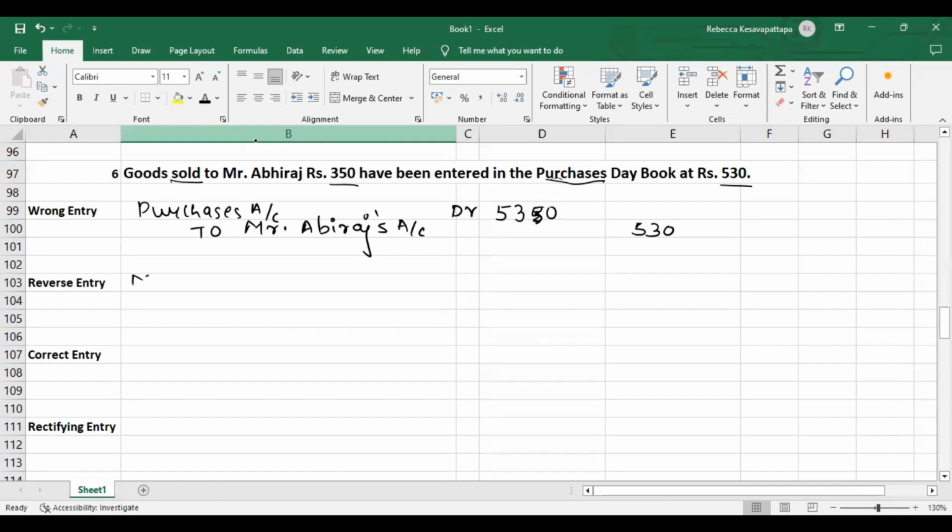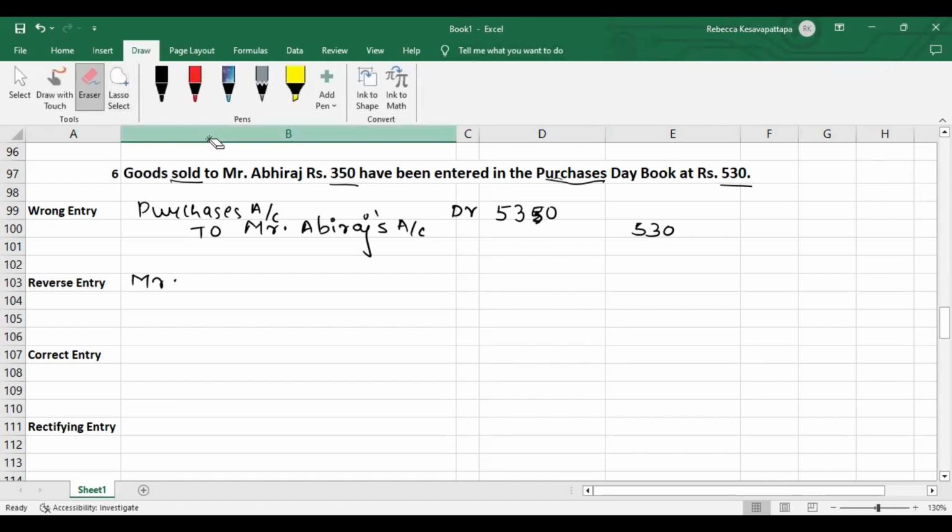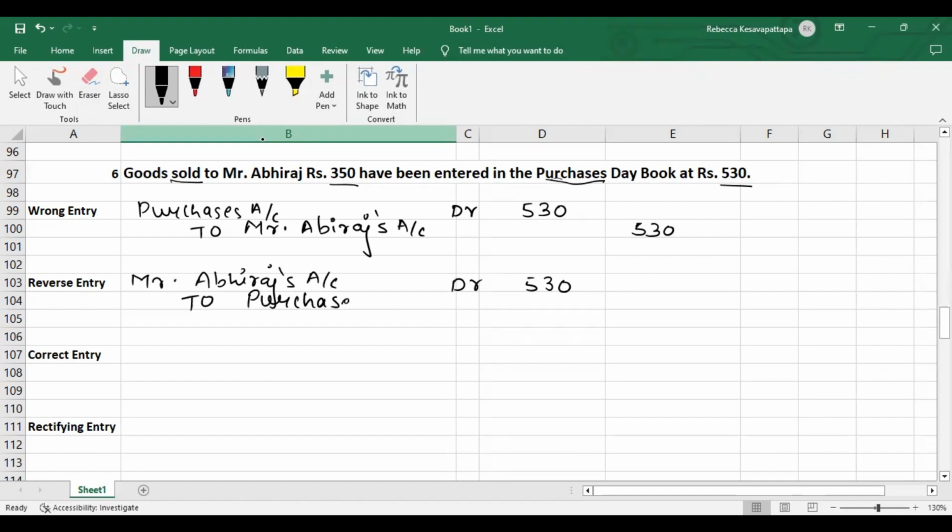A reverse entry will be Mr. Abhiraj's account. This is 530. This wrong entry should be written. What is the reverse entry? Mr. Abhiraj's account debit 530 to purchases account 530.